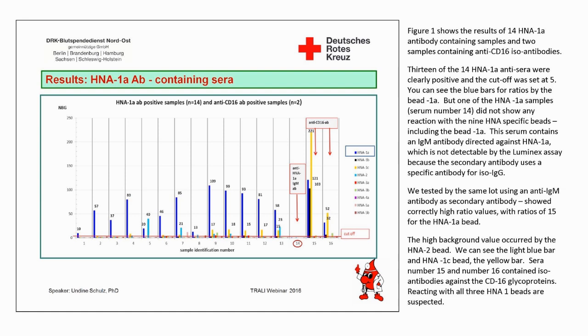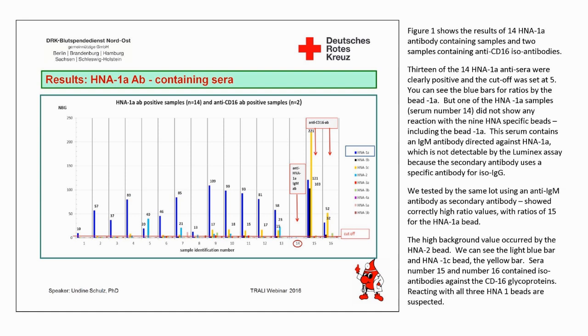But one of the HNA1A samples, serum number 14, did not show any reactions with the 9 HNA-specific beads, including the bead 1A. This serum contains an IgM antibody directed against HNA1A, which is not detectable by the Luminex assay because the secondary antibody used is specific for the isotype IgG. Retesting with the same lot using an anti-IgM secondary antibody showed correctly high ratio values, with a ratio of 15 for the HNA1A bead.